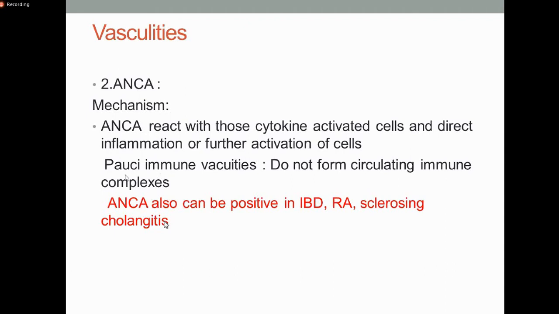Now, in this also, there is a pauci-immune vasculitis. In pauci-immune vasculitis, they do not form circulating immune complexes. So ANCA antigens can be positive in cases of disease, in which they also can be used to monitor these diseases. The prototype diseases which I have given are IBD, inflammatory bowel disease, rheumatoid arthritis, and sclerosing cholangitis. So ANCA you can use to monitor these diseases in addition to many other diseases as well.